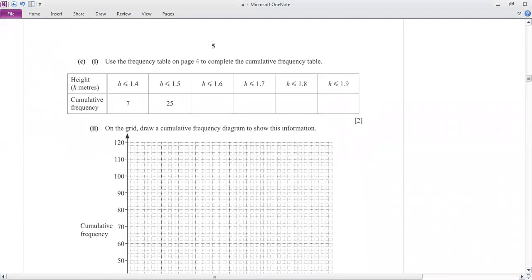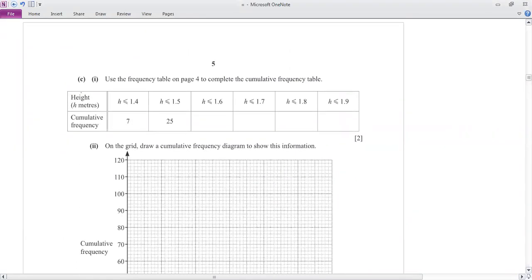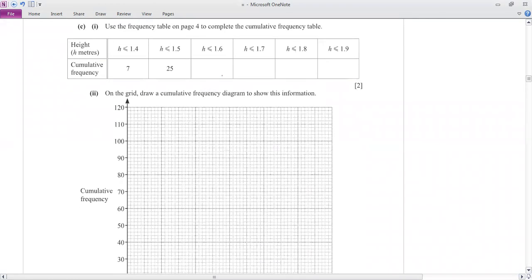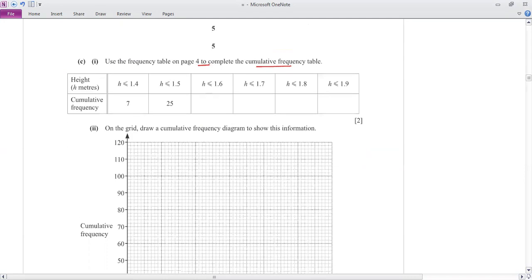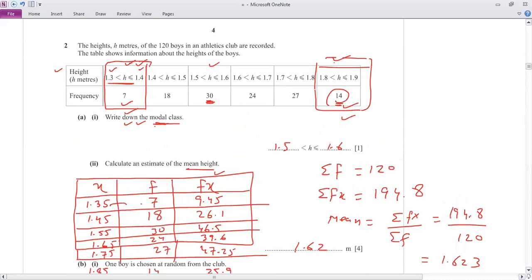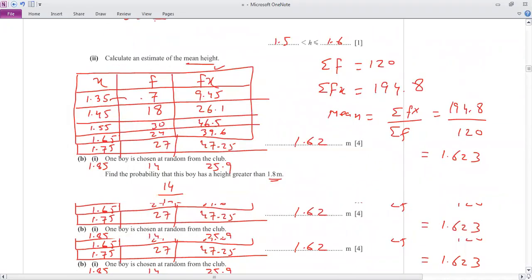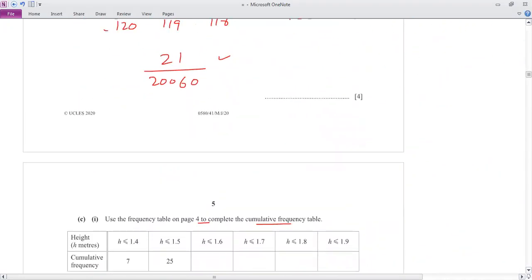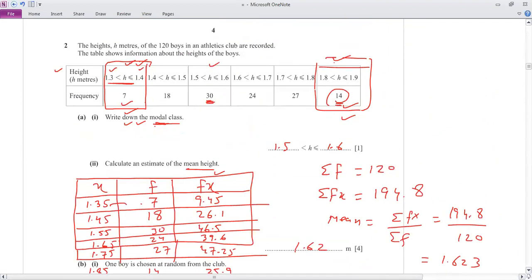Okay, all right. Next is a cumulative frequency. Before moving to cumulative frequency, we need to complete the table. Use the frequency table on the page number 4 to complete the cumulative frequency. Now, how do we complete the cumulative frequency? These are frequencies given. For the first class, it will be same as 7. For the second one, it is also given. How do we get the second one?